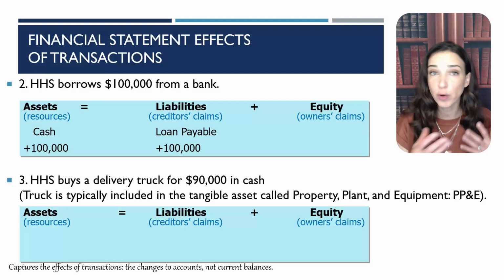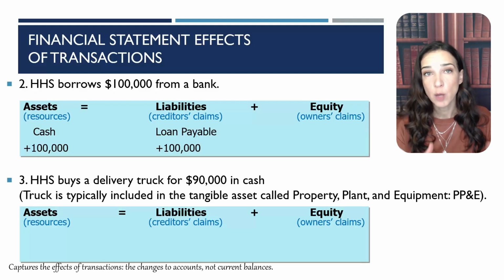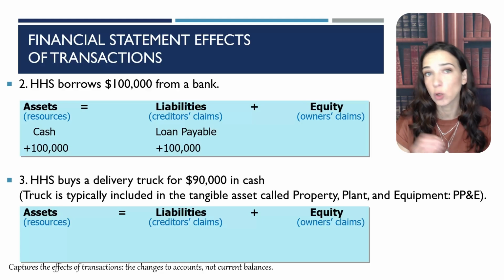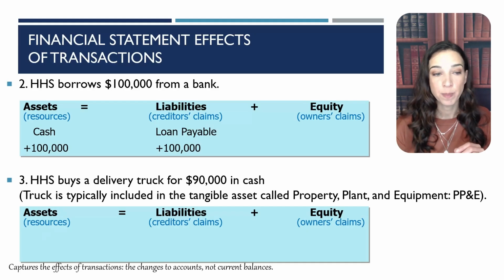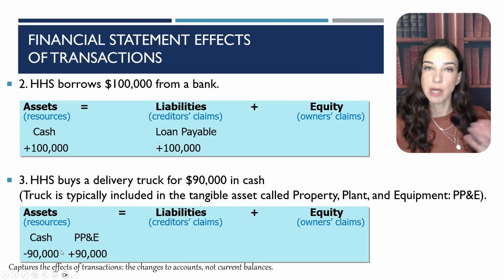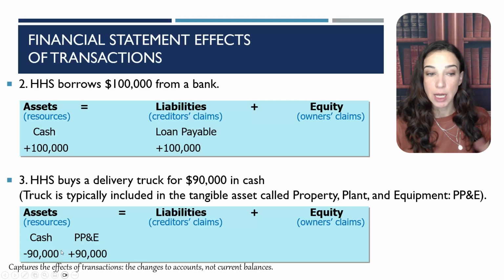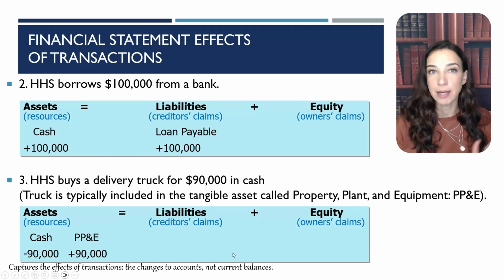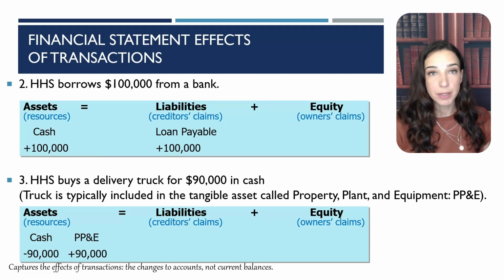We could just create an asset account called truck, but we're going to put it into the bigger umbrella of where such assets typically get accumulated, called property, plant, and equipment, or PP&E. This transaction reduces our cash by $90,000, but increases another asset by $90,000. So notice there's actually nothing that's happening on the right side of the balance sheet equation. The liabilities are not changing. The equity is not changing.